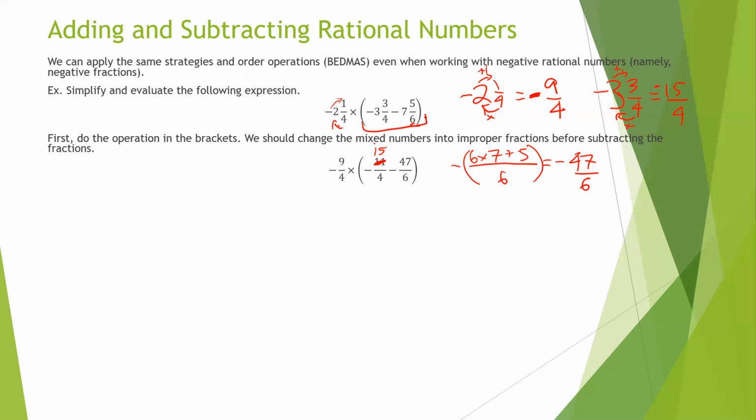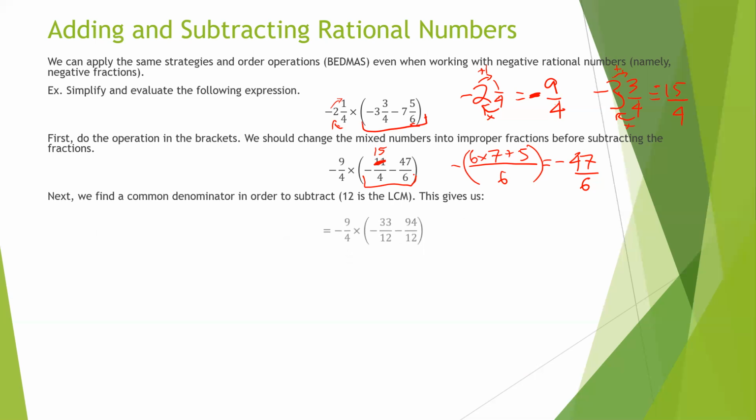Okay, so I have -47/6 as the second fraction there. What I'm going to do now is simply subtract these two fractions, but in order to subtract, I need a common denominator. My common denominator in this case is 12. So I have to switch both fractions so that they have a common denominator of 12. For -15/4, when I rewrite it with a denominator of 12, I have to multiply 4 by 3.